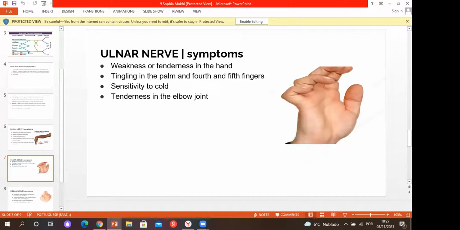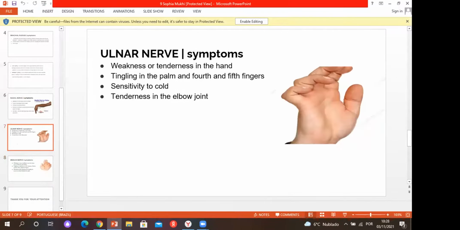Ulnar nerve. When there's a lesion in the ulnar nerve, you'll notice weakness or tenderness in the hand. In the hand, as you see from the diagram, it will be clawing. When you ask a patient to extend the fingers, he or she cannot extend the fourth and the fifth finger, so it looks like a claw hand. And also there'll be tenderness in the elbow joint.